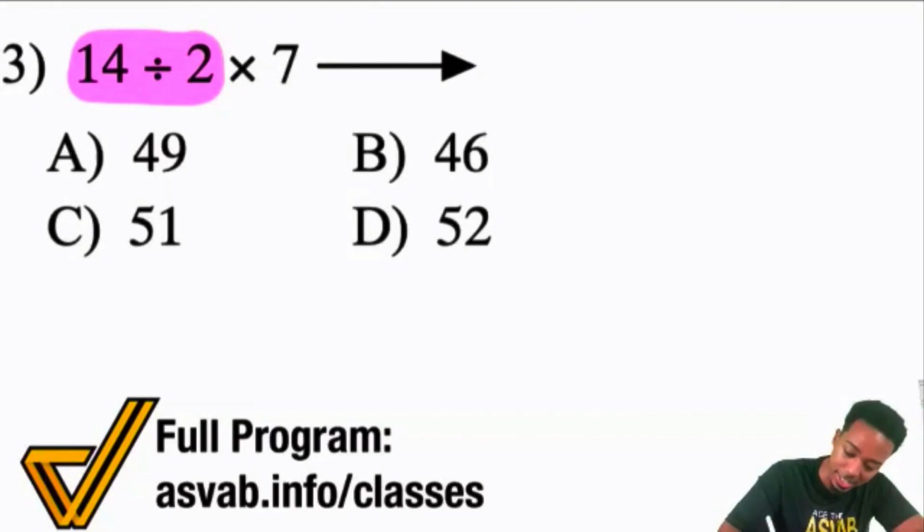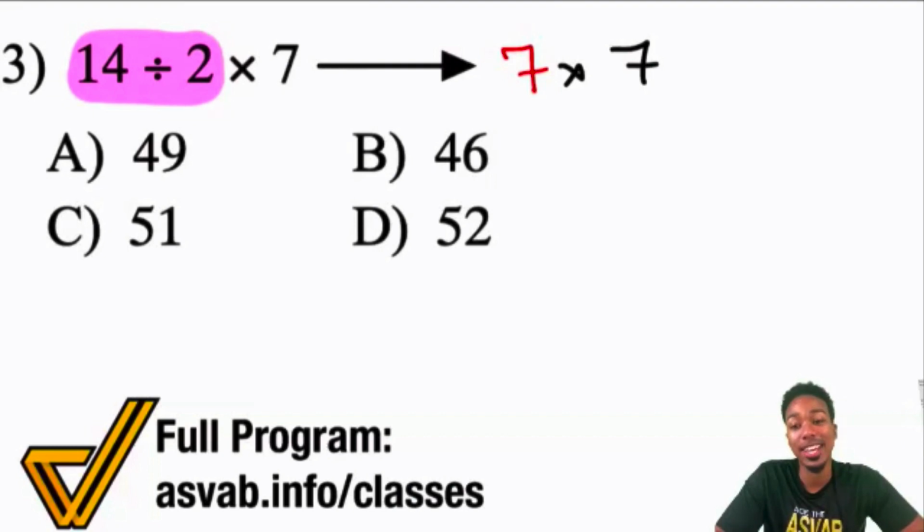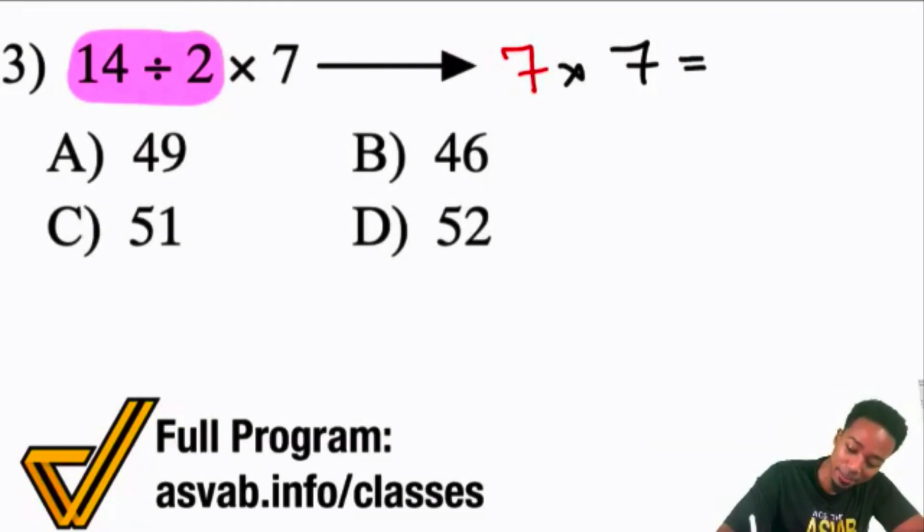That's going to end up being 7 times 7. And everybody, 7 times 7. That's actually pretty straightforward there. What's that going to be? Yeah, 49. 49.